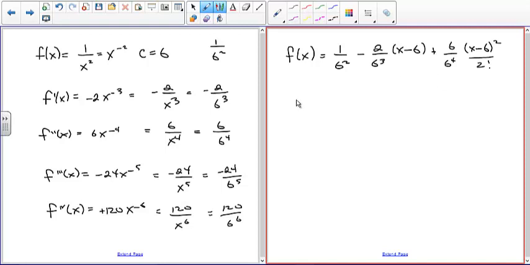And then we have the next term, which is negative 24 over 6 to the 5th power times x minus 6 cubed. Is that right? I think so. You see it is 6 squared, 6 cubed, 6 to the 4th, 6 to the 5th. Let's add one more term. 120 times, we've got to divide by 3 factorial. So this is x minus 6 to the 4th power over 4 factorial.